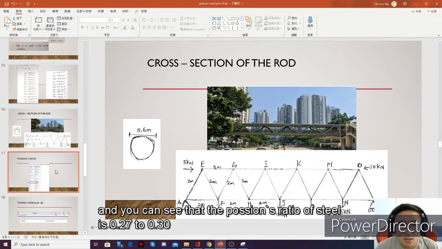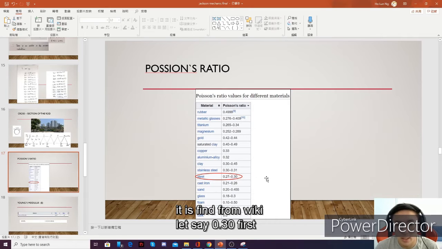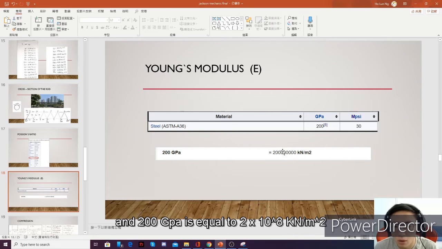And we can see that the Poisson ratio of steel is 0.27 to 0.3, and it is derived from Wikipedia. And let's say 0.3 first. And the Young modulus of steel is 200 GPa, and 200 GPa is equal to 2 times 10 to the power of 8 kN per meter square.